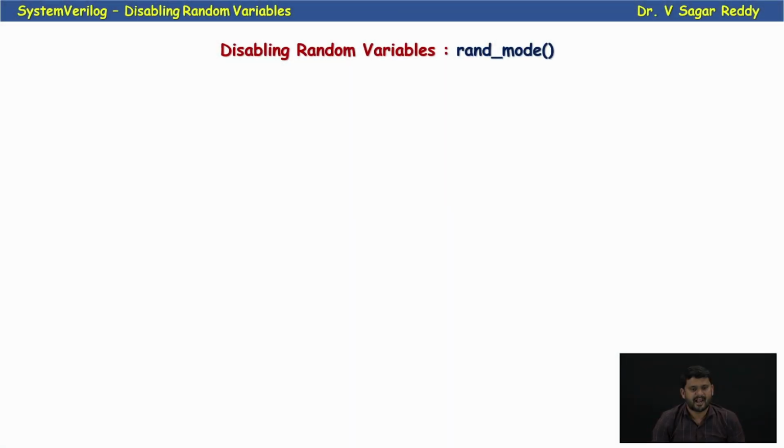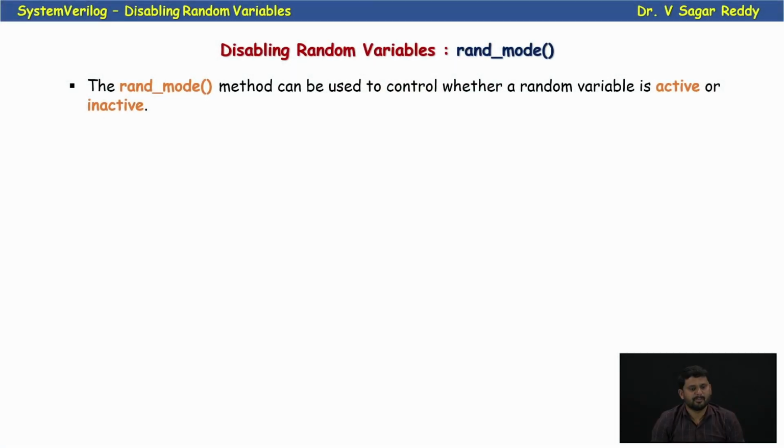Hello everyone. In this video I am going to discuss how to disable random variables and constraints during randomization. First, disabling random variables with rand_mode. In few test cases we want to disable or inactivate a few random variables by using some inbuilt functions. The rand_mode method can be used to control whether a random variable is active or inactive.